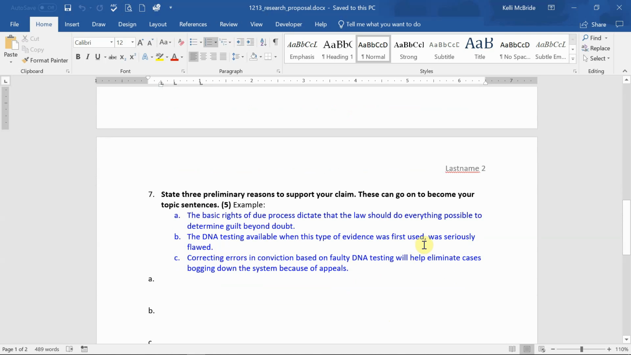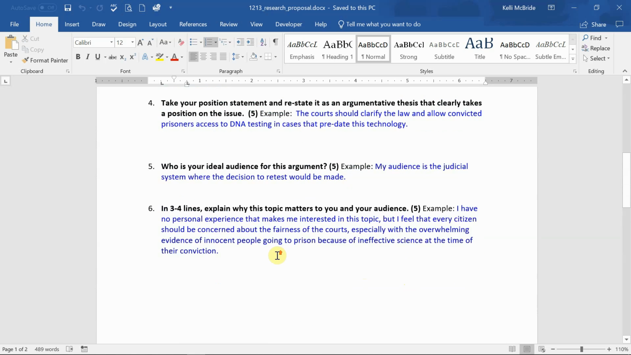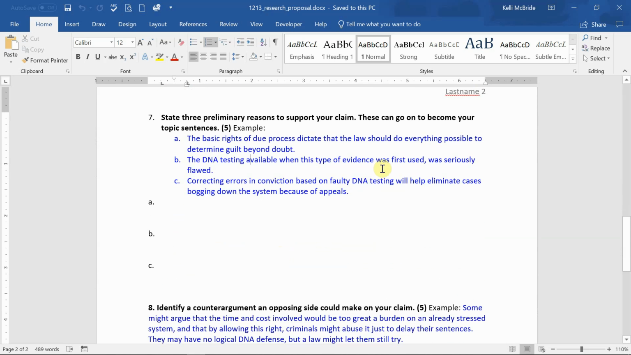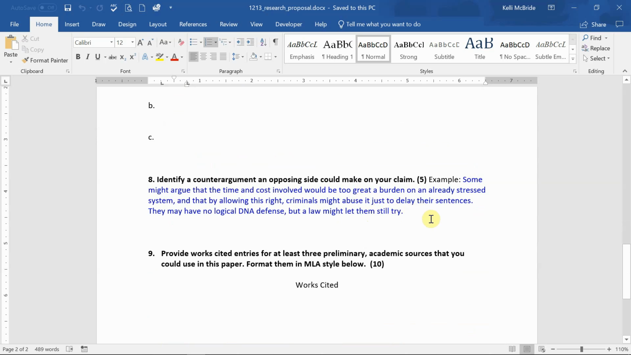Number 7, I want you to give me 3 preliminary reasons to support your claim. These should function like a topic sentence kind of, so they should be complete sentences. And again, look at the example here that I've given you in blue to see how those work. Now again, these will probably change once you get to actually writing your paper. What I want you to think of though is, if you were just writing an opinion paper at this point on the topic you chose, what do you think would be 3 reasons that you could give your reader to support your argument? Okay.